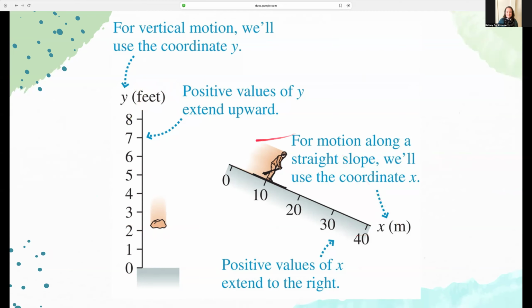You can also have a motion that's tilted, and you can still use X as the position variable. So here we have a skier, and they are 10 meters from the origin. And each of the examples had their own origins labeled or chosen. So those were all position related.